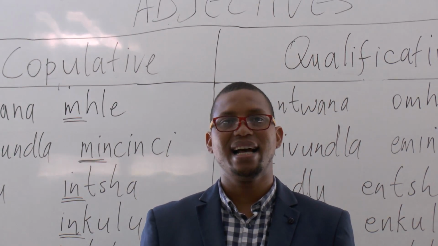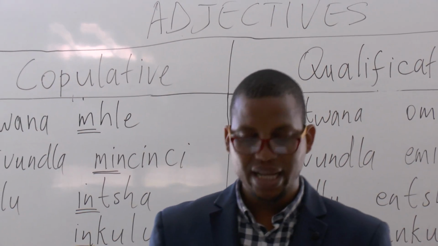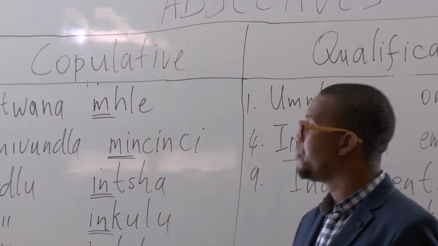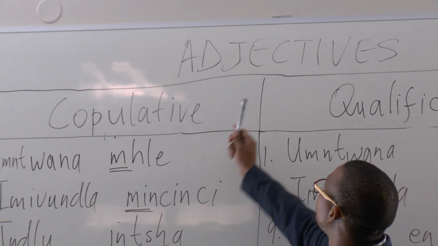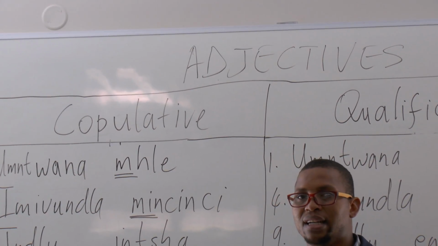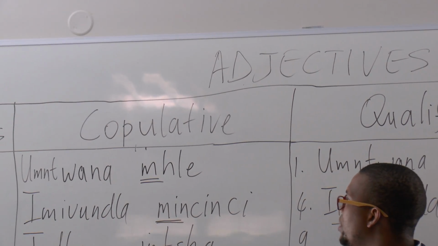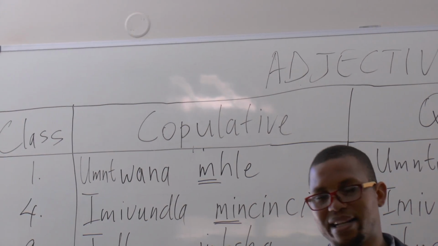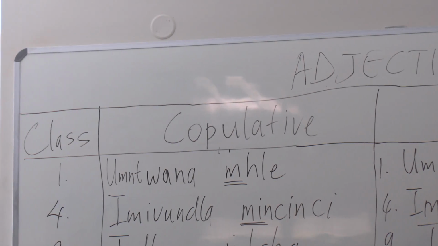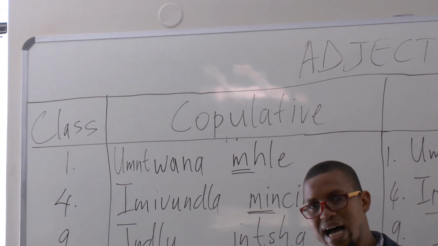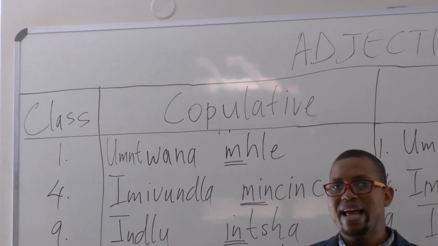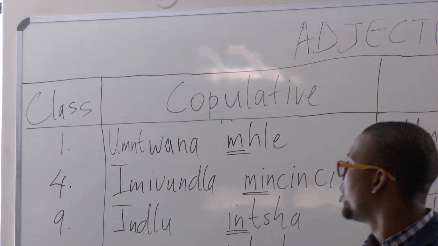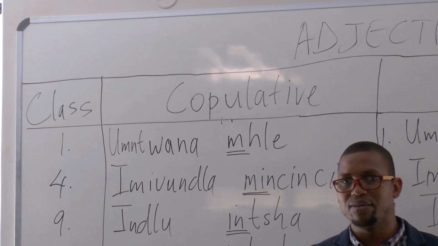Namhlanje senza a revision. Today we're doing a revision based on the adjectives. We'll go through with you a few examples. For today we're doing adjectives. What we're going to deal with are the weak noun classes. Remember, the weak noun classes are those nouns that have a vowel as a subject concord. Just remember that. We're just going to deal with the weak noun classes.